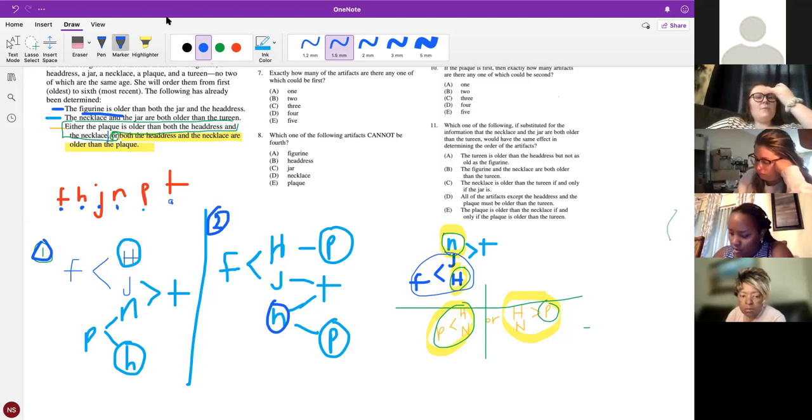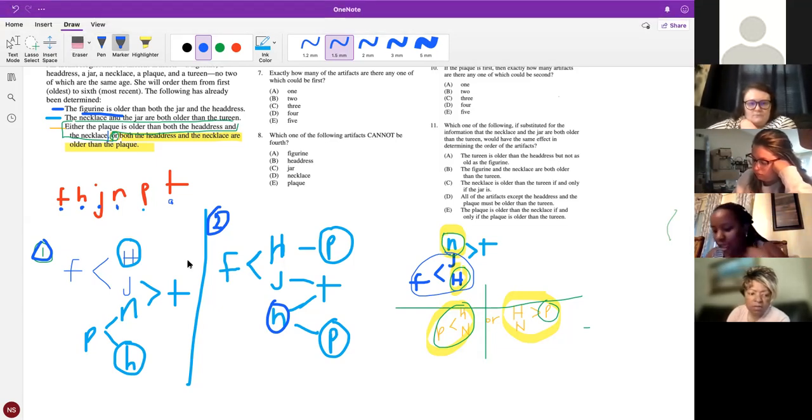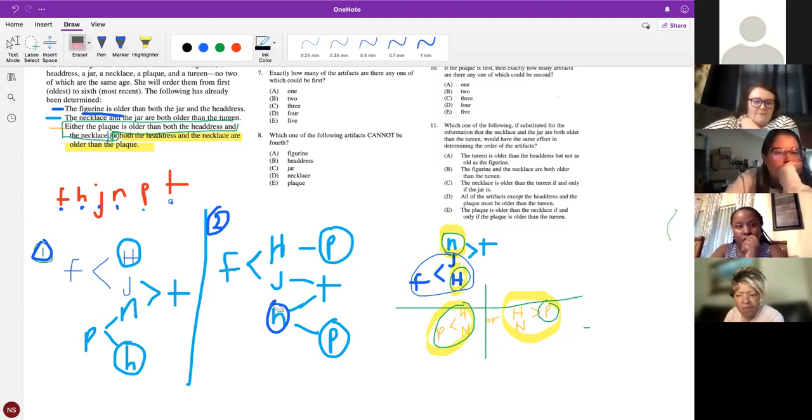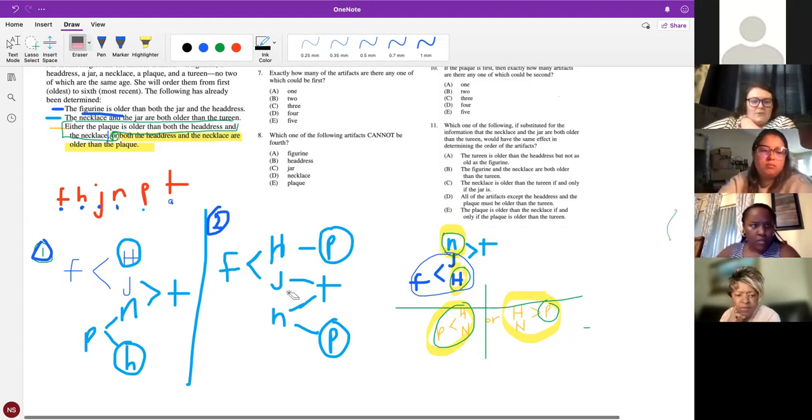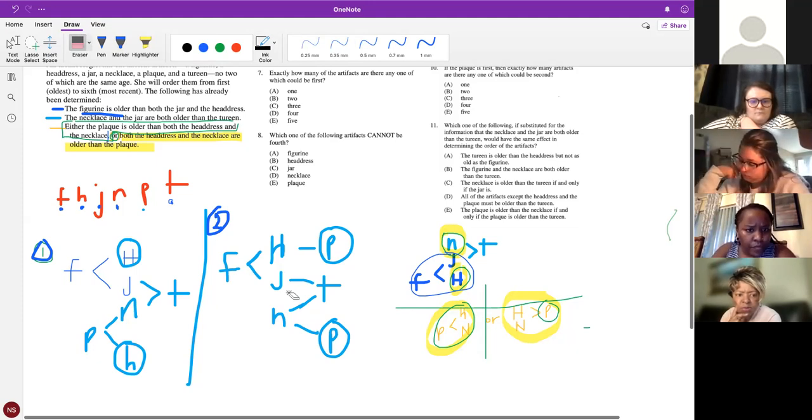Okay. Just for practice though, what letters could potentially be first in this game? F. F is 1, yep. What else potentially could be first? P. P, yep. J? No, J always has to be after F. Okay, good. I think there's one more, I believe. Talking about N? N, excellent.